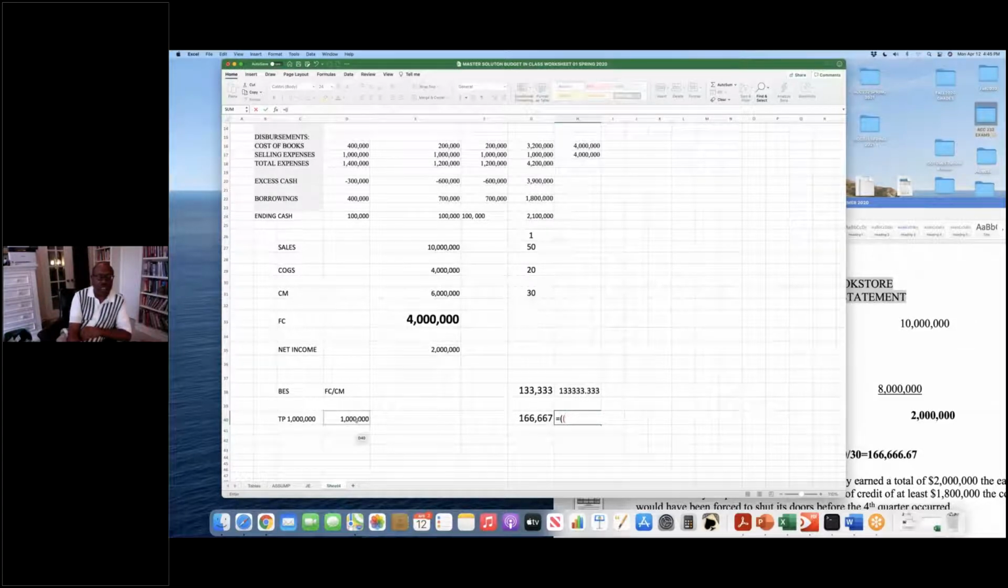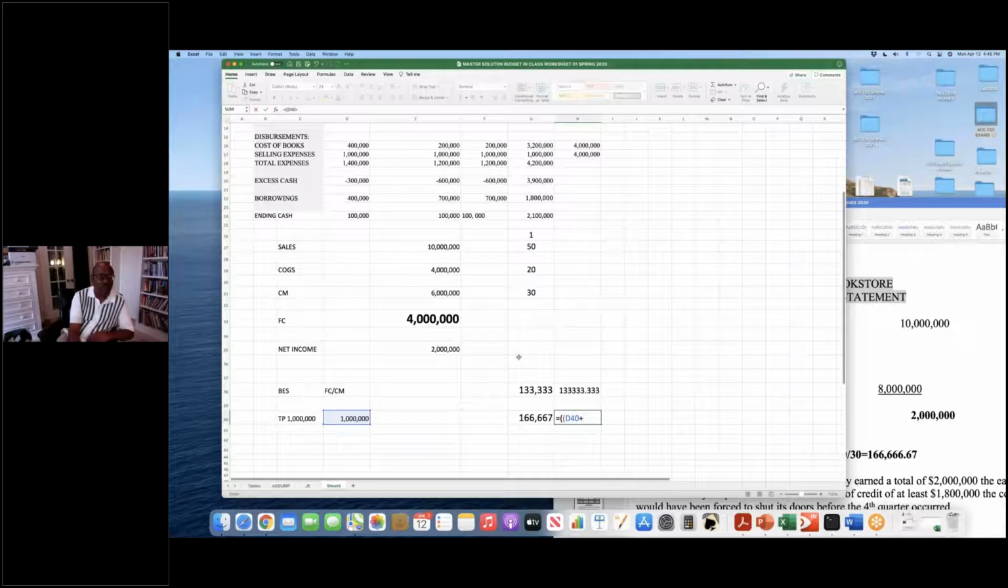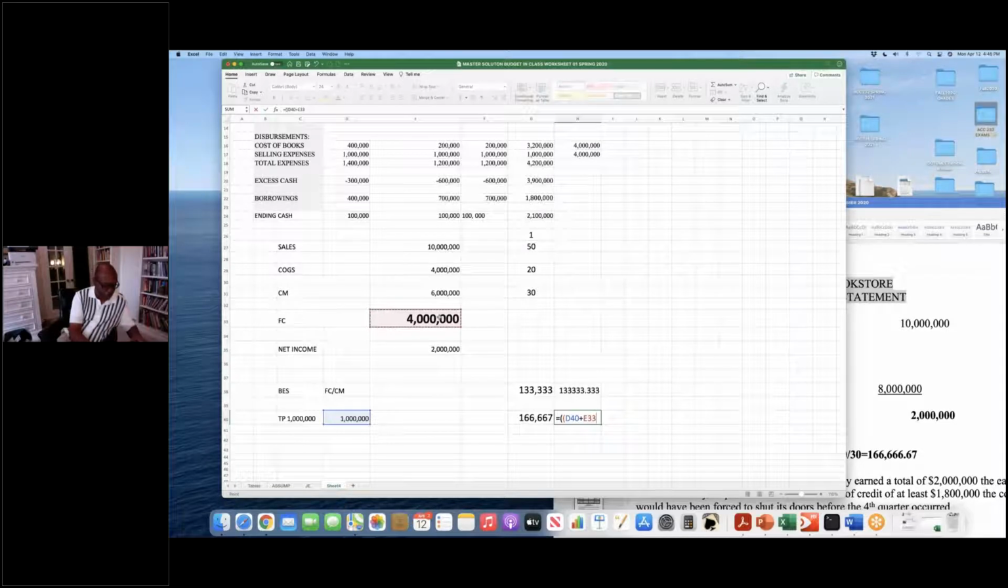About fixed costs. That plus the 4 million. And close your parentheses. Slash. And then click another parenthesis. Yeah. There it goes.